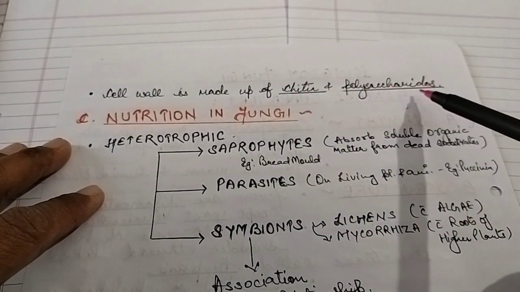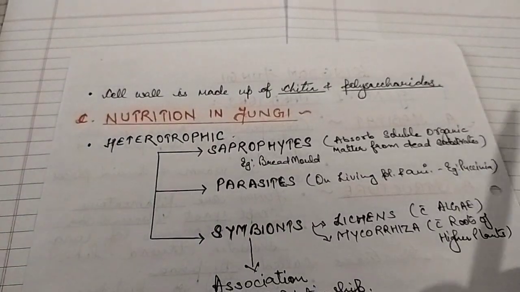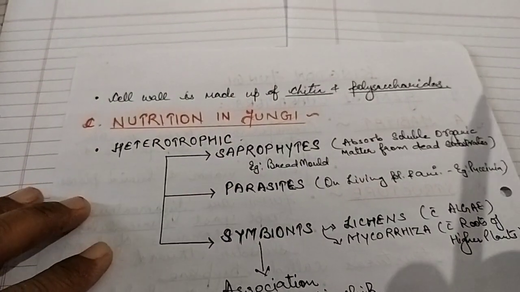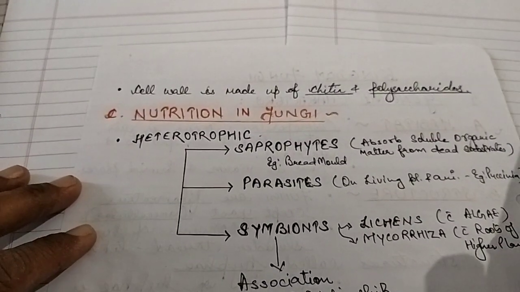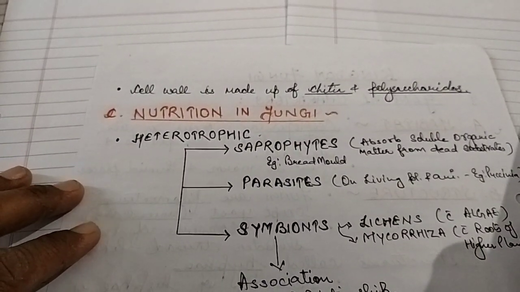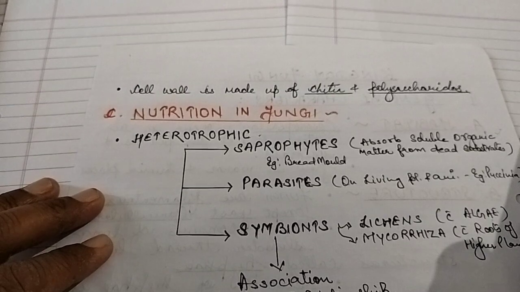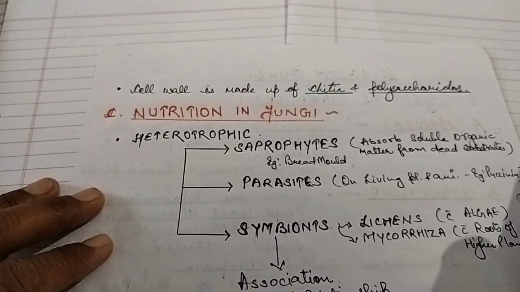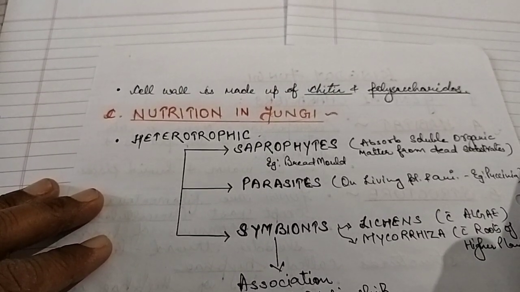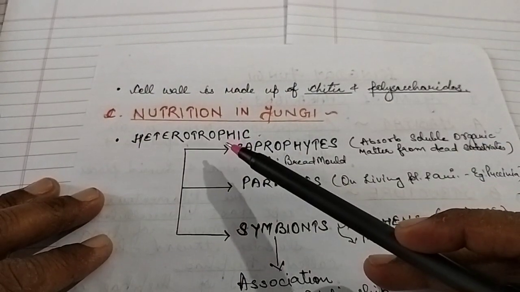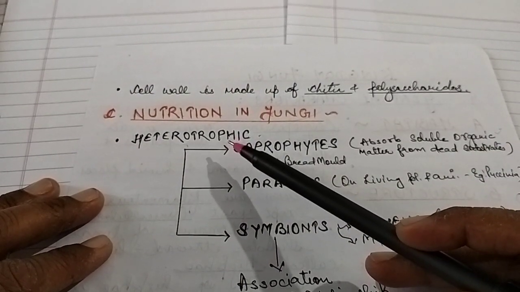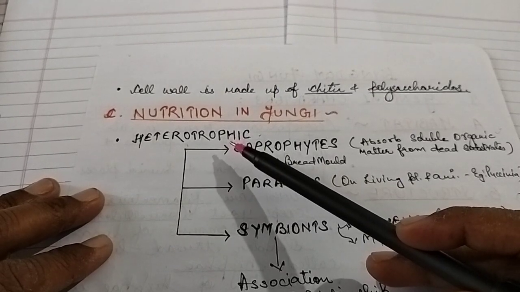So after structure, we will look into the nutrition in fungi. You all know that fungi is heterotrophic in nature. It shows heterotrophic mode of nutrition as it does not contain chloroplast. It cannot prepare its food and so it is heterotrophic. That means it depends on other organisms for food.